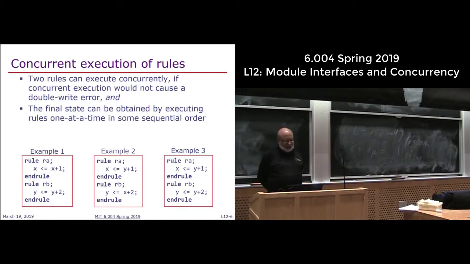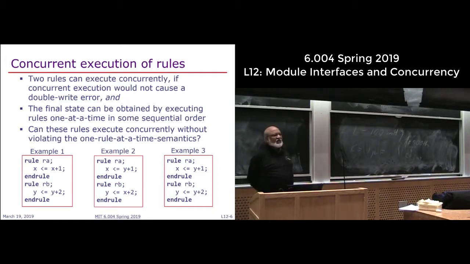In example 2, x and y interact. So x takes the value of y, increments it by 1 and stores it. In the second rule, it takes the value of x, increments it by 1 and stores it. And in the last one, something else is going on, right? So these are very, very closely related examples, and the question I'm asking is, which rules can be executed in these examples? Can RA and RB be executed concurrently, without violating one rule at a time semantics?